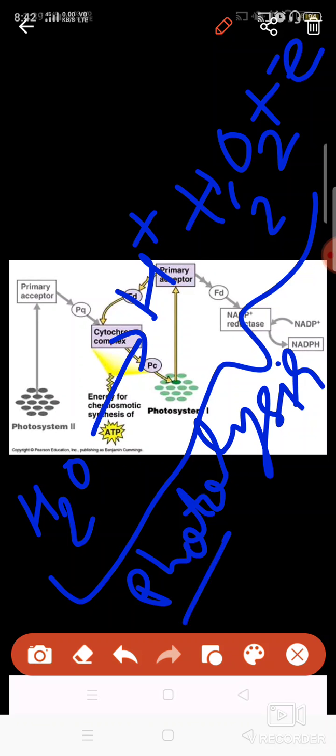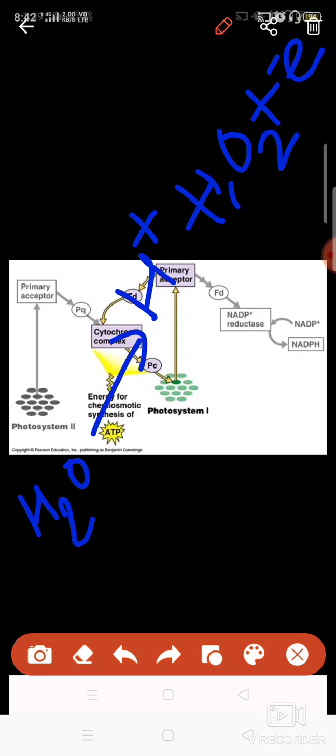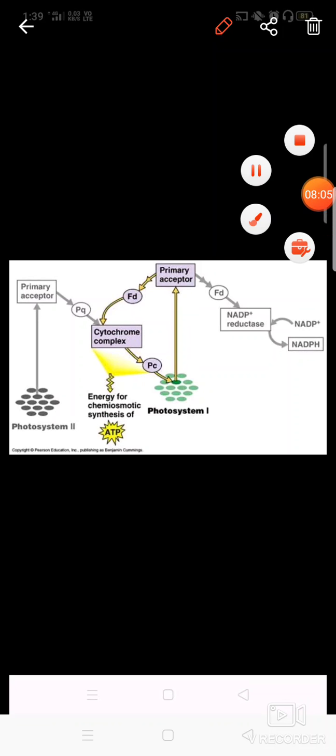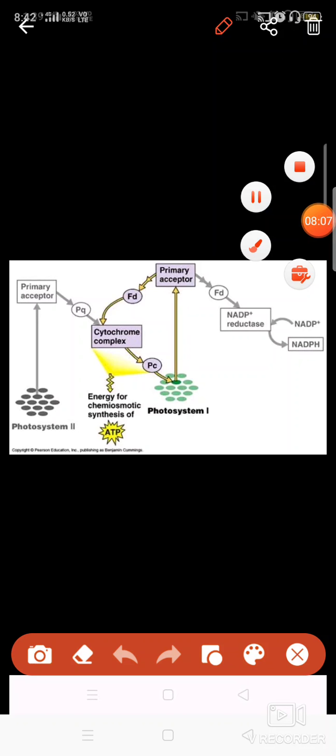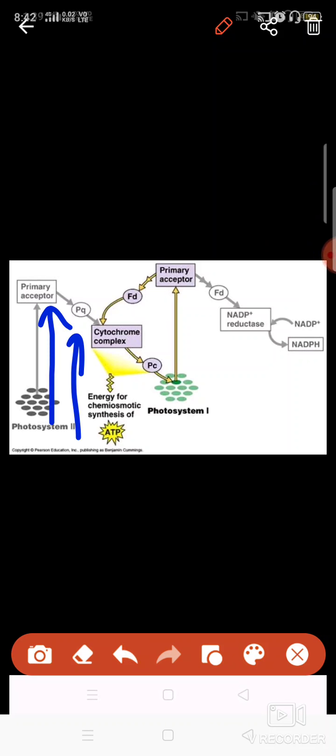Photolysis means to split any molecule in the presence of sunlight. Like this system, photosystem 1 gets the electron from here. This electron comes to photosystem 1, and once the electron is in this system, it absorbs the sunlight, gets excited, and reaches its highest level of energy.